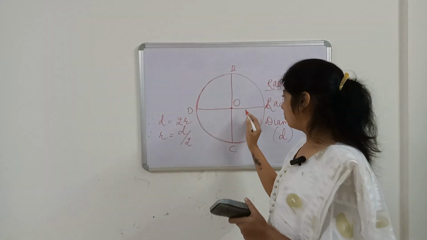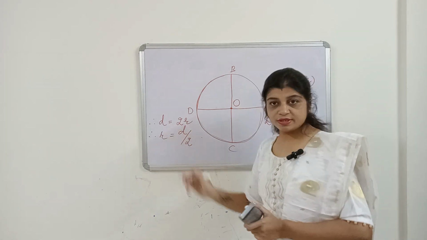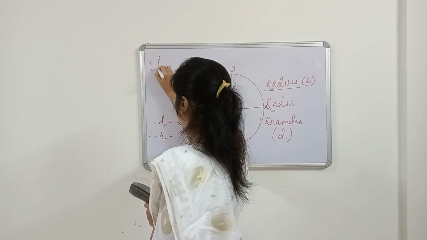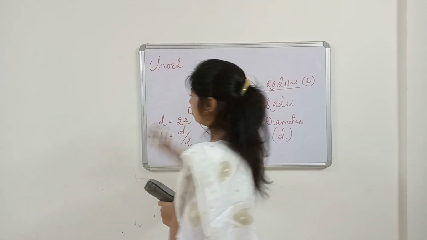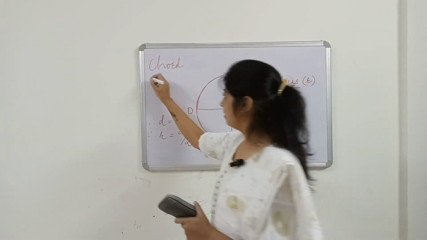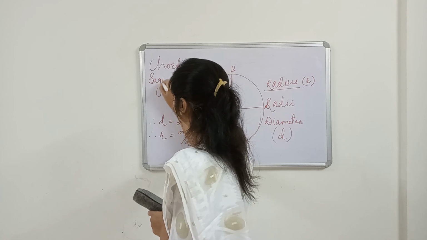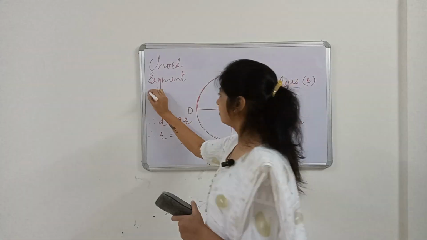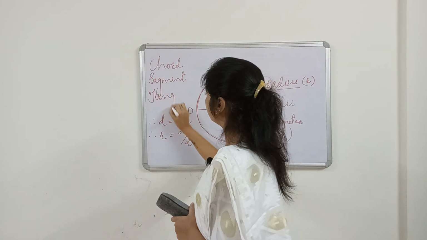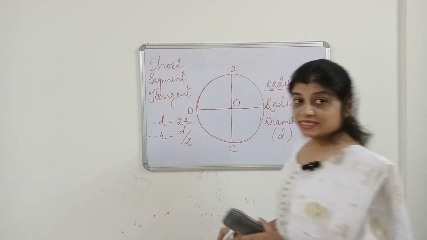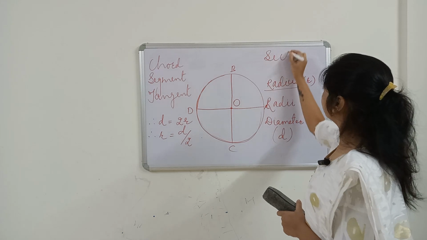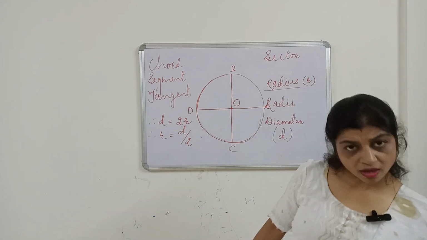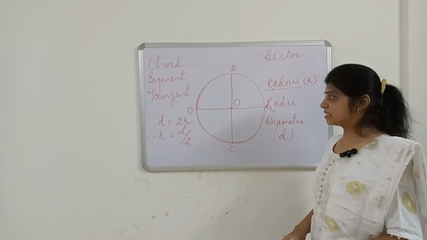Now we will see some terms related to circle. One I already told you, that is radius. Another I told you, diameter. Next is the chord of the circle, C-H-O-R-D. Then segment, tangent, and sector. So what are these? One by one we will see.